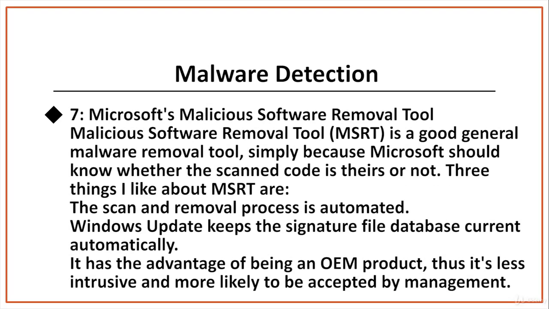Microsoft's Malicious Software Removal Tool. Malicious Software Removal Tool, or MSRT, is a good general malware removal tool, simply because Microsoft should know whether the scanned code is theirs or not. Three things I like about MSRT are: the scan and removal process is automated. Windows Update keeps the signature file database current automatically. It has the advantage of being an OEM product, thus it's less intrusive and more likely to be accepted by management.